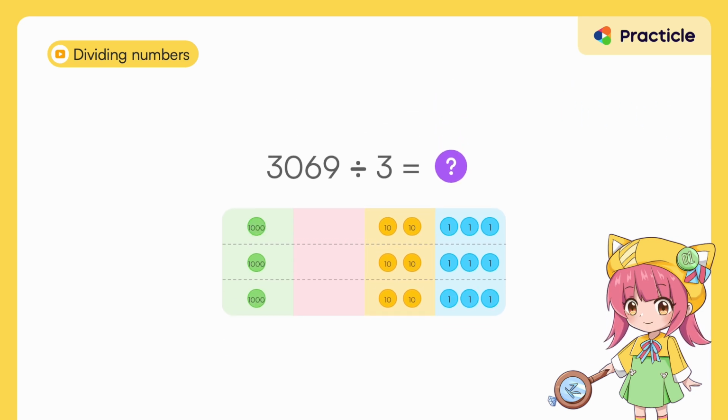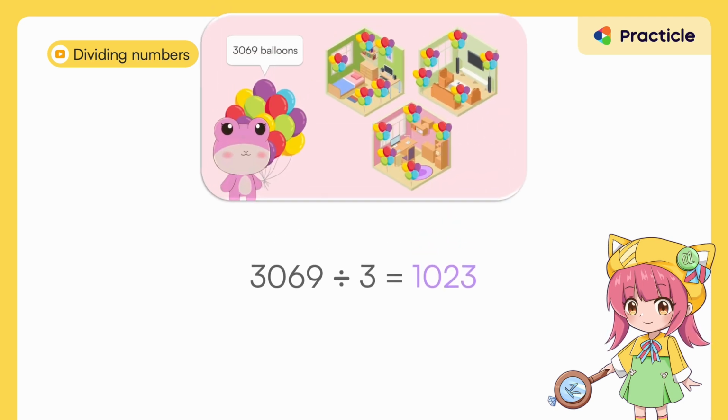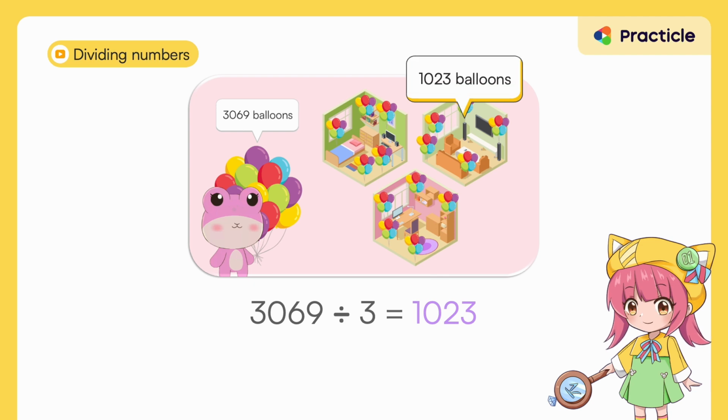1,000, 0 hundreds, 2 tens, and 3 ones is 1,023. 3,069 divided by 3 is 1,023. There will be 1,023 balloons in each room.